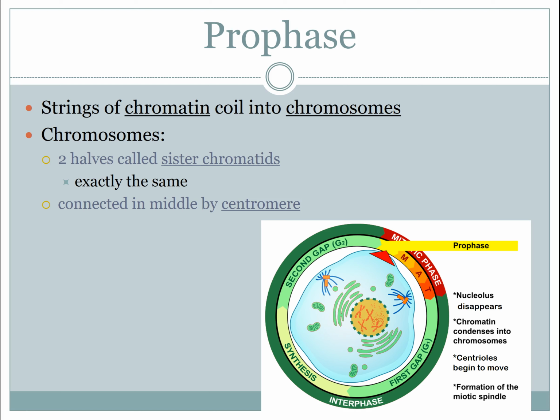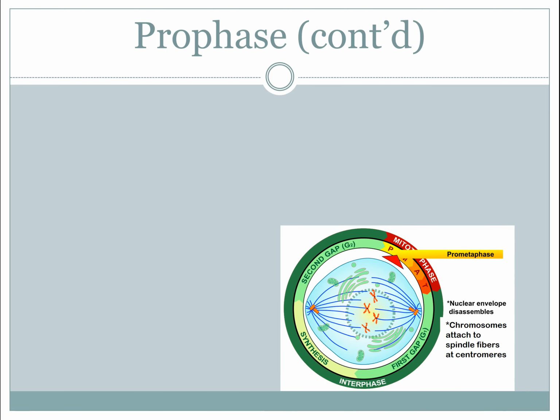Okay, the chromosomes, as we mentioned, have two halves called sister chromatids, and both those halves are exactly the same, and they are connected in the middle by a centromere.